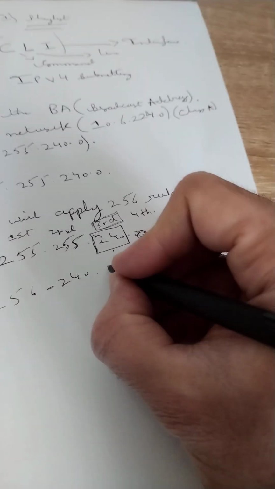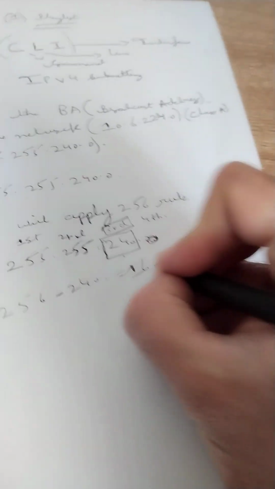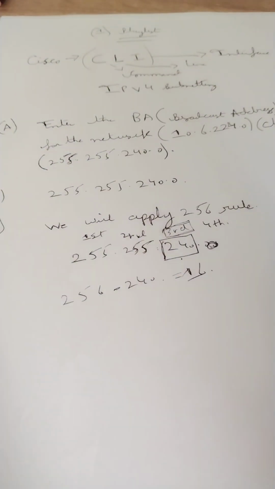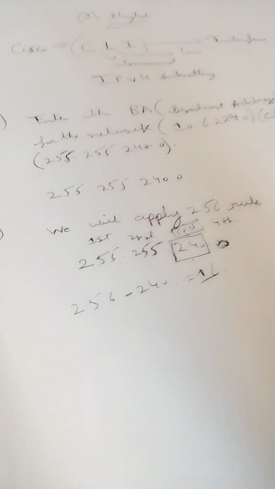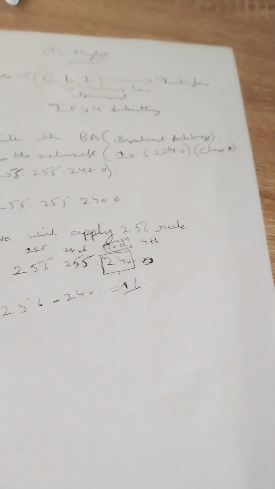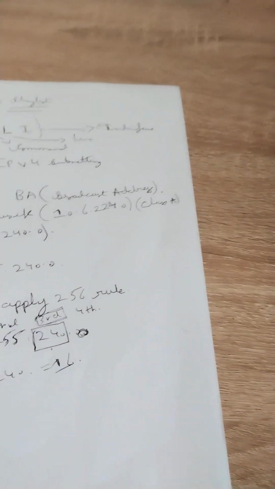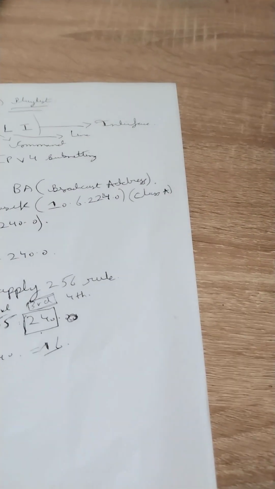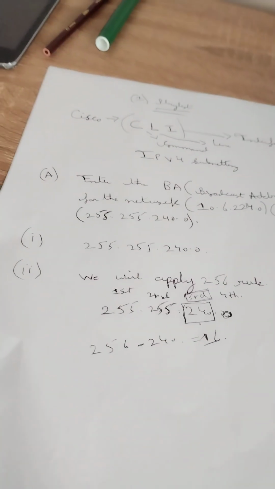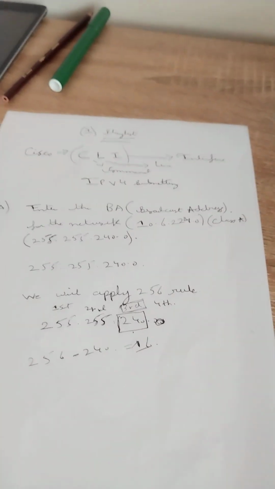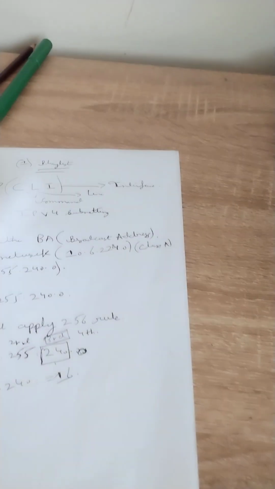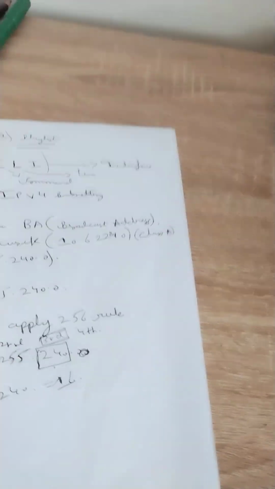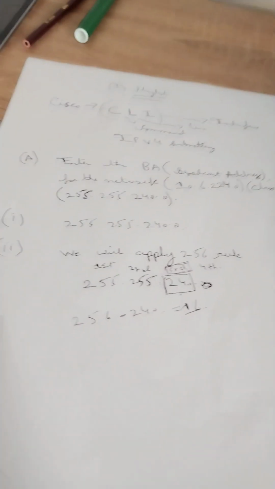240 from 256. Now, why are we doing this? We are doing this to find out the ranges and to find out what our network address is going to be, what our networks are going to be. Why is it important? It is important so that we could find out our BA, our broadcast address.